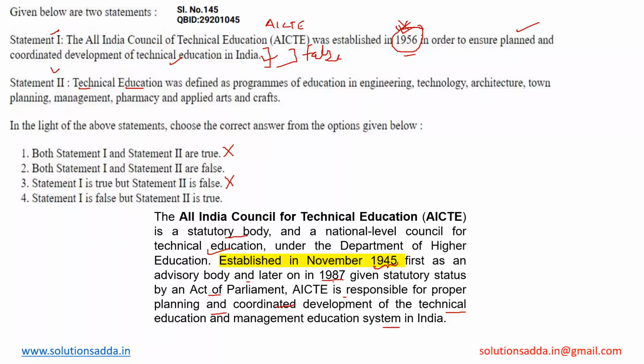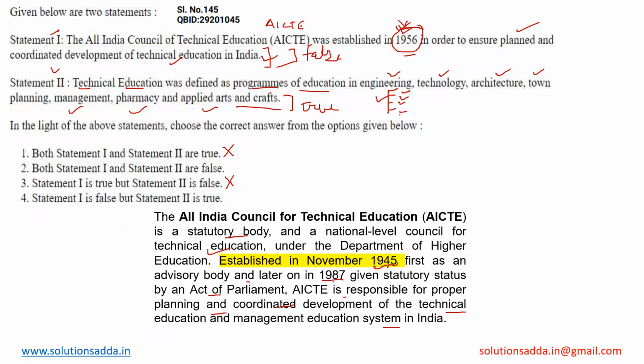Technical education was defined as programs of education in engineering, technology, architecture, town planning, management, pharmacy, and applied arts and craft. Yes, technical education is defined for multiple kinds of programs of education, whether in terms of engineering. Engineering is also further divided into various fields: computer science, electronics, electrical, civil, and so on. Then again, technology and architecture, town planning, and so on. So we can say statement 2 seems to be very true.